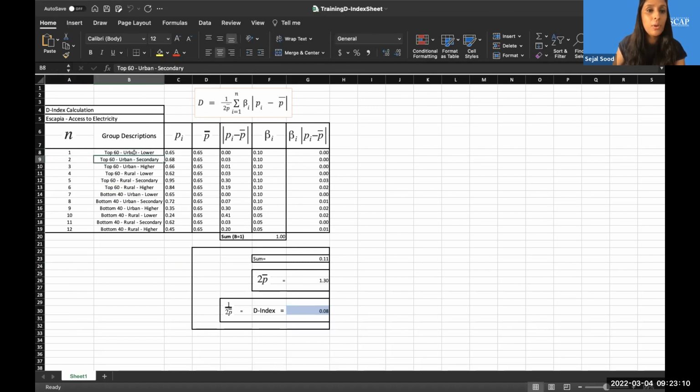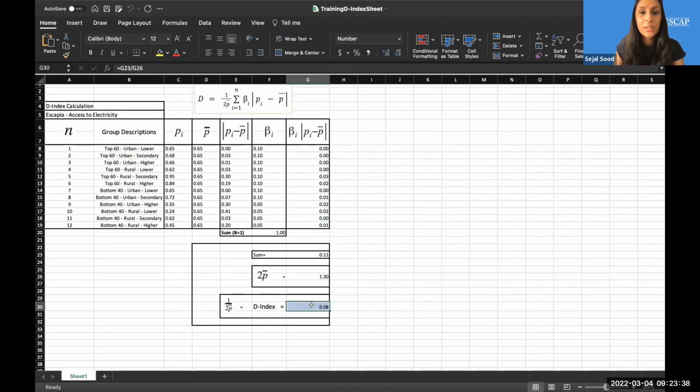So here we have all the different combinations of groups using wealth, residence, and education. P hat is our average access to electricity, so that will be uniform throughout. And this is our average access per group. And when you see here, this is just a simple subtraction. This is our weighted sample proportion. And the total calculation, which is automated here, would make our D index 0.08.